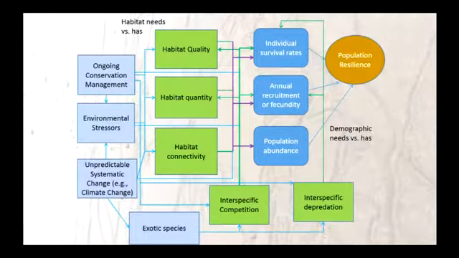You can expand these conceptual diagrams to be fairly complicated things, and this one is actually fairly simple compared to some of the ones that I'll show you later on. But again, you're working towards thinking about the population resiliency by thinking of it as a function of its demographics, which are a function of its habitat and other environmental factors, and perhaps some anthropogenic factors out here on the outside.